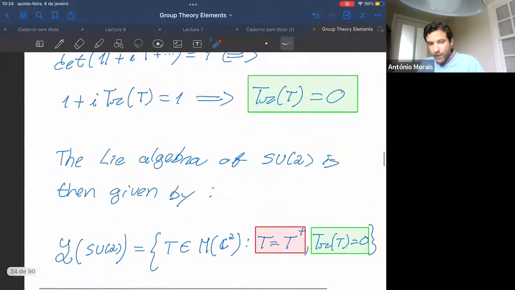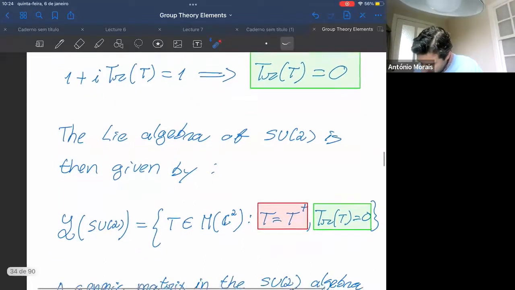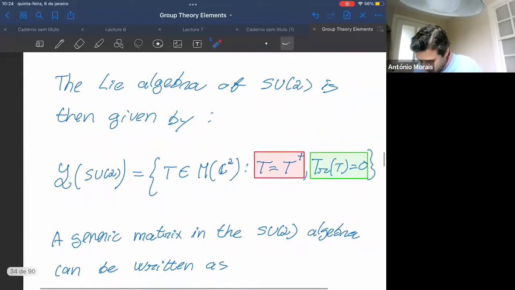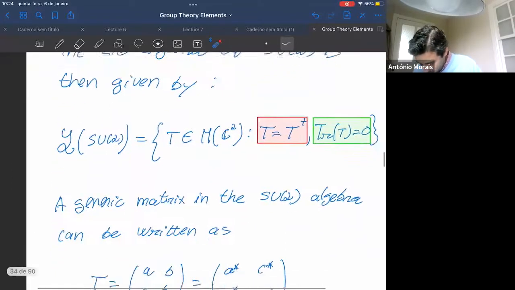So the Lie algebra, now that we have generators, we can define the Lie algebra, and the Lie algebra is given by the generators T that belong to the complex matrices. In the case of SU2 it is 2 by 2 matrices, so C2 matrices, such that these matrices are unitary and traceless. So once again, I think this is nothing new. This is just putting in a more mathematical way what you already know.